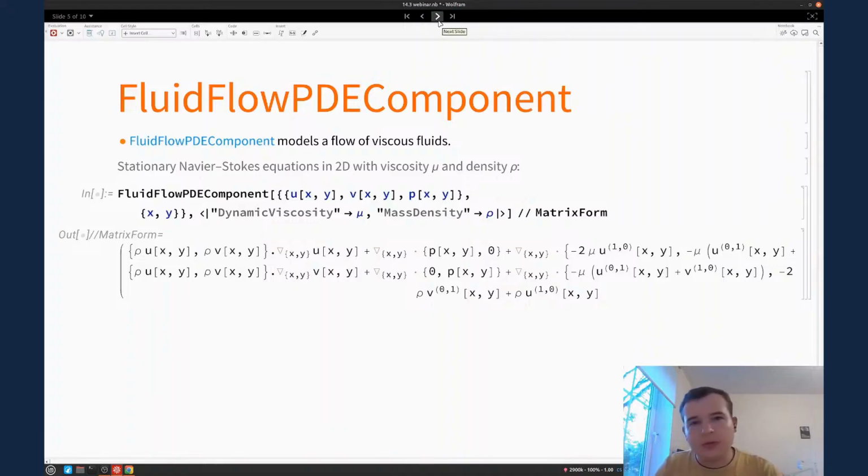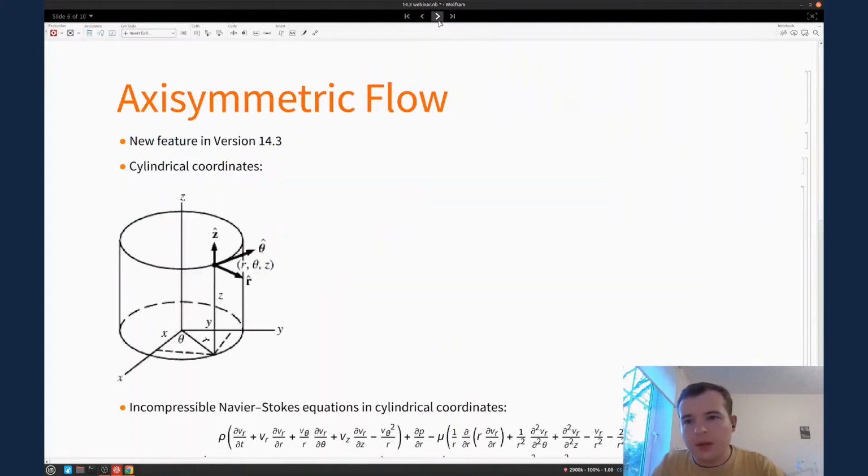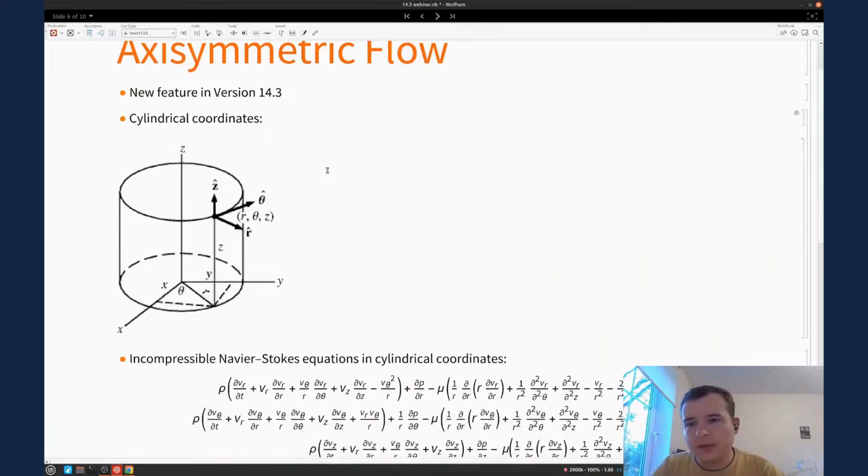So now let's go to the new feature in 14.3, and that's the axisymmetric flow. But before we start with axisymmetric flow, I need to introduce the cylindrical coordinates. The cylindrical coordinate system is an alternative coordinate system to the more common Cartesian coordinate system, and instead of describing position in a space with x, y, and z, we use r, theta, and z. The z stays the same, and so we only replace the x and y by r and theta. R represents the distance from the z-axis, and theta represents the angle.